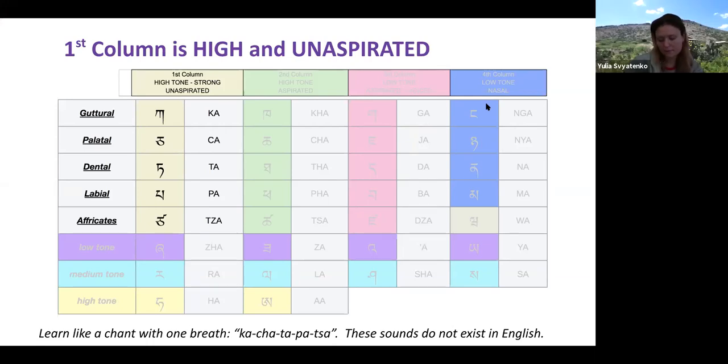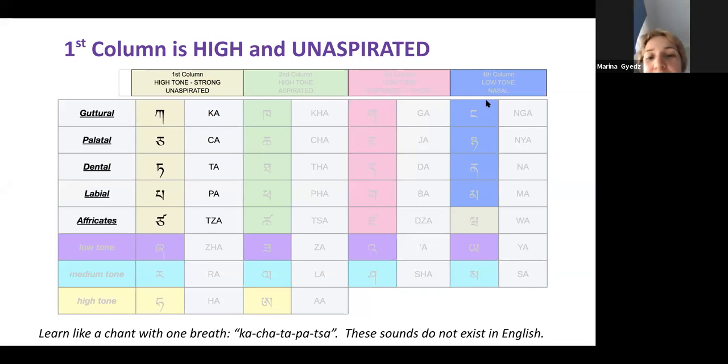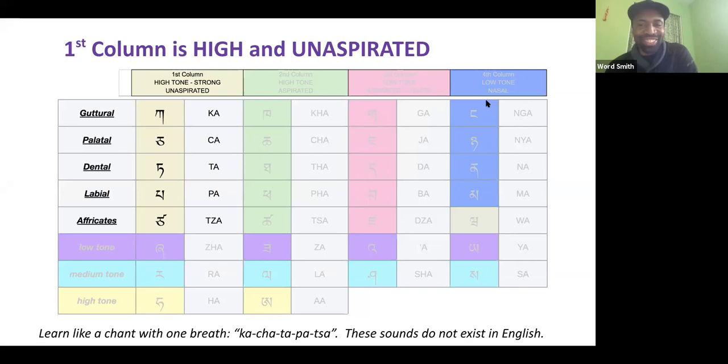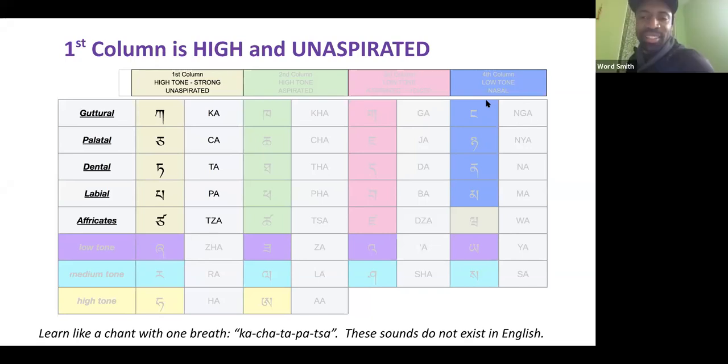Marina? Is she there? Marina. Yes, I'm here. How do you pronounce your last name, Marina? Gids. Okay, awesome. Okay, say ka. Ka. Cha. Cha. Ta. Ta. Pa. Pa. Ta. Ta. Good. Okay, good, Marina.